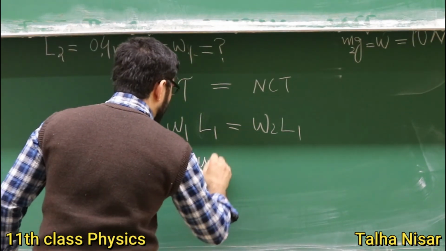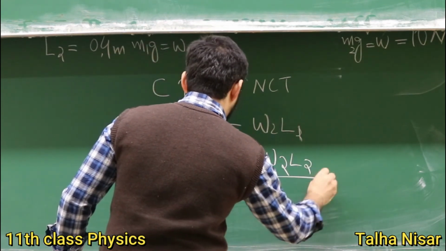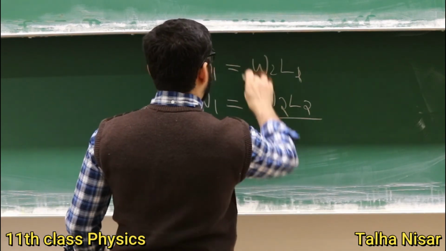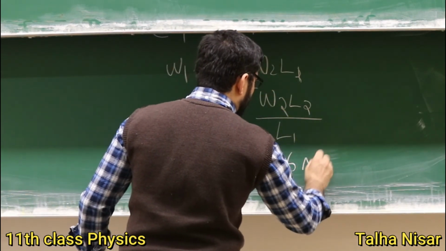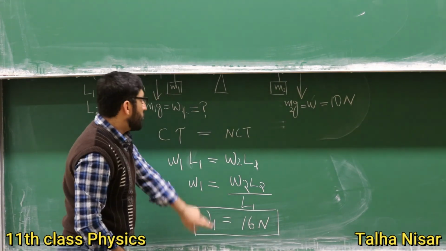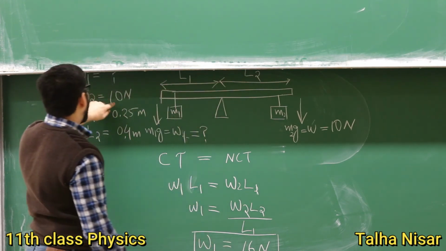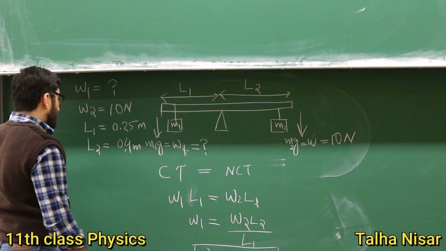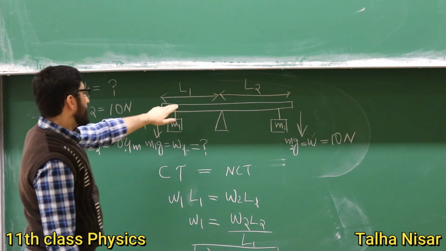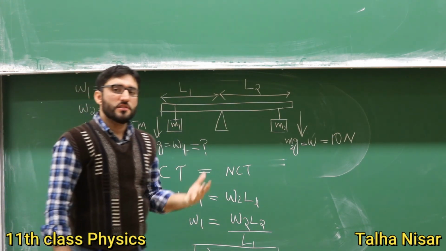So if we put these values here, we will get W1 equal to 16 newtons. So what we see here is that the weight of object 1 is larger than the weight of mass 2. The reason is that this distance is smaller than this one. To balance the system, W1 must be larger than W2.